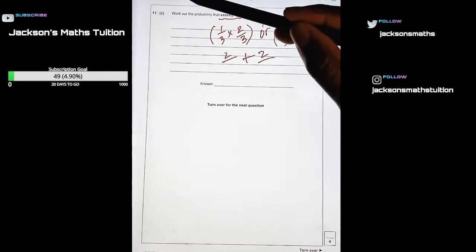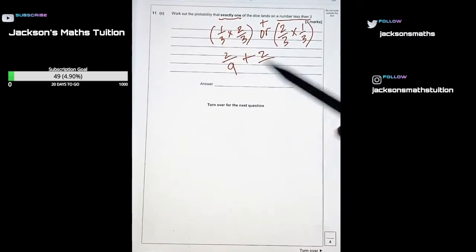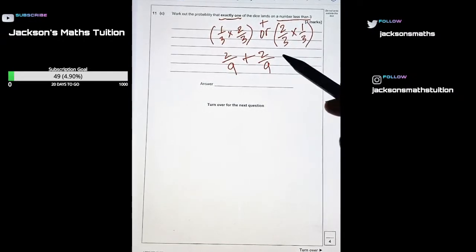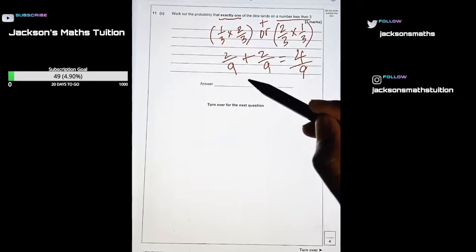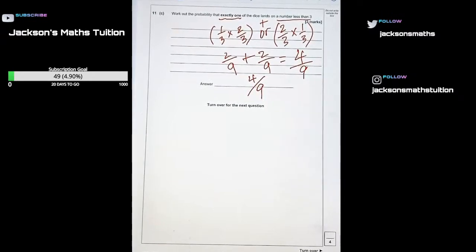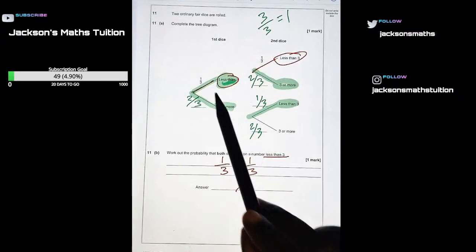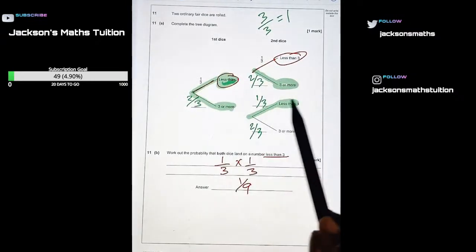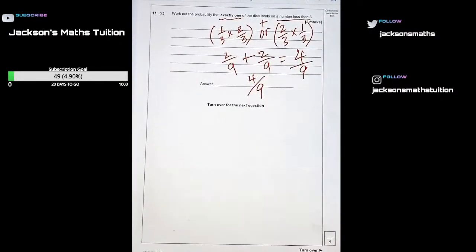Okay, remember it's multiplication, guys. 3 times 3 is 9. So this is 4 over 9 now for your answer. 4/9, guys. Okay, so you have two possible options. This one or the one at the bottom. So you have to add them.